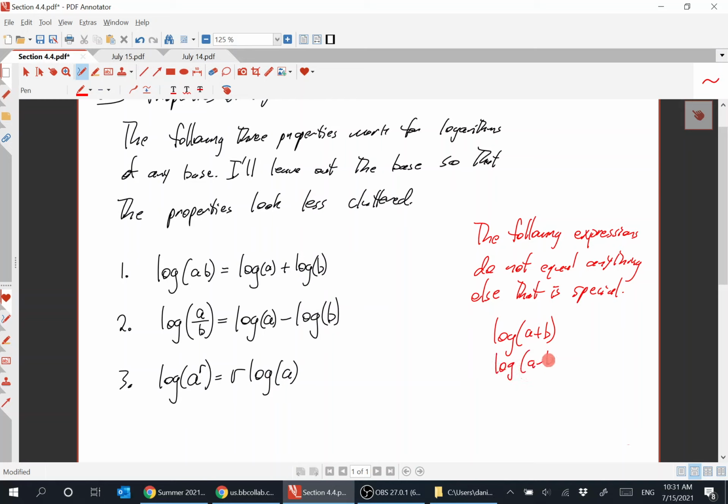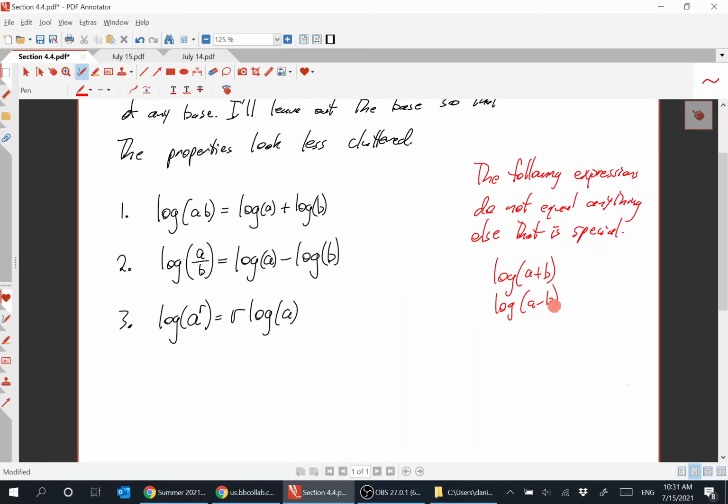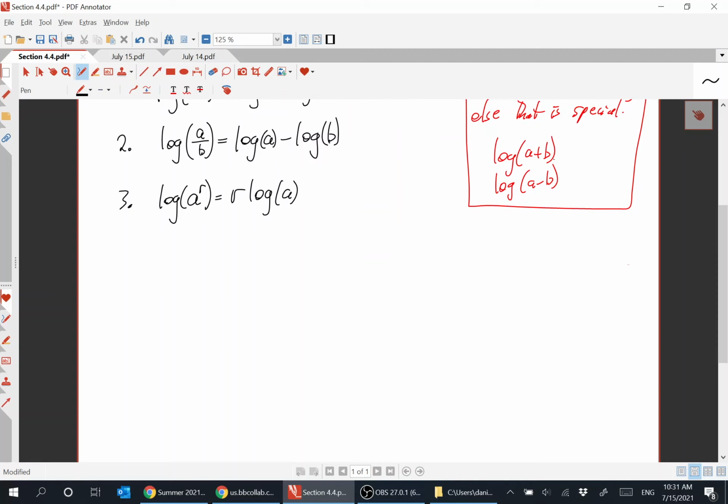The log of a minus b. I'll just leave it at those two. All right. So, example. Use the three properties above to what's known as expand the logarithmic expression.